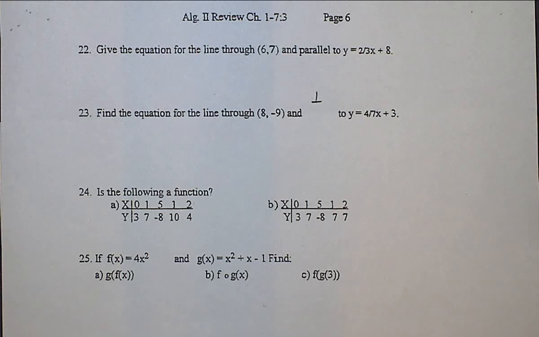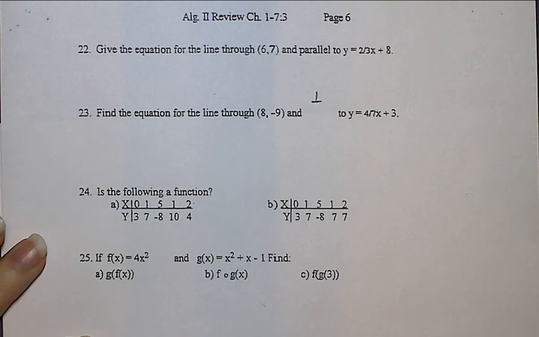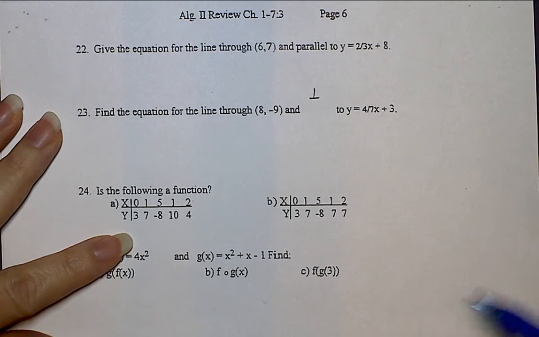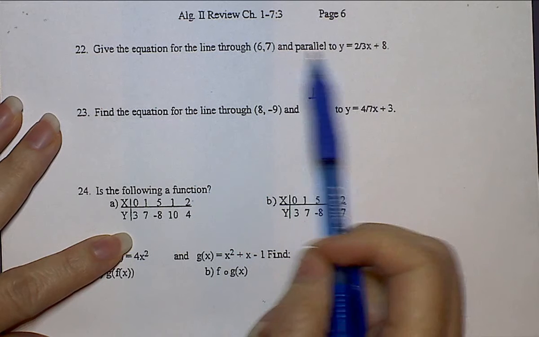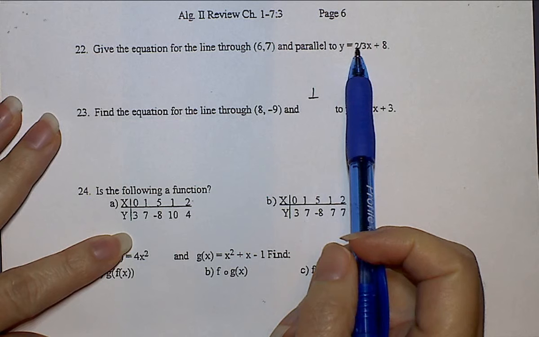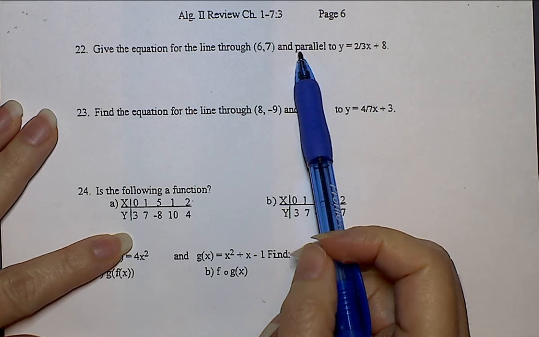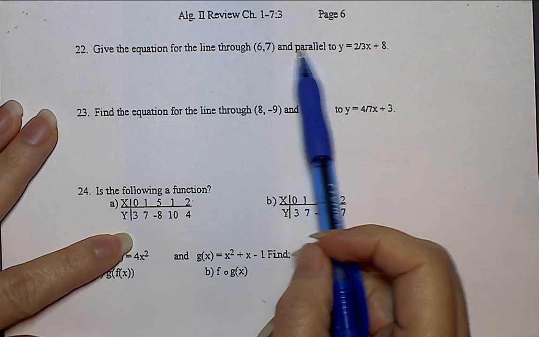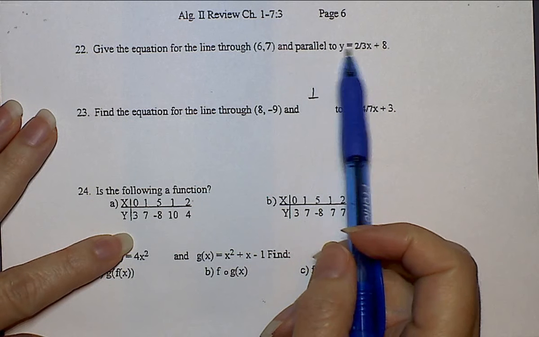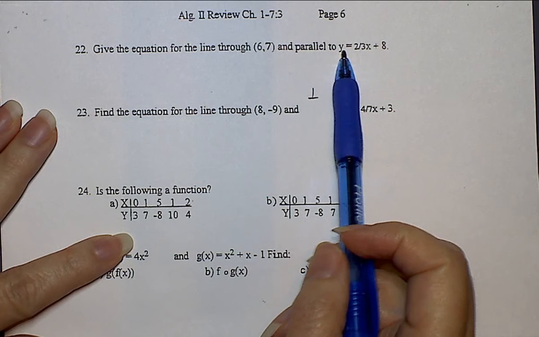Alright, chapter 6. Chapter 6 starts with finding an equation through a point parallel to this line. So, the biggest thing is to remember what happens when you have parallel lines. What's the slope? Right, the same.